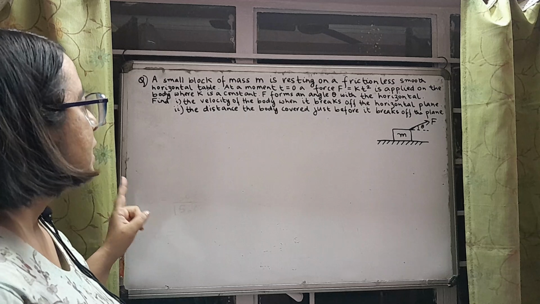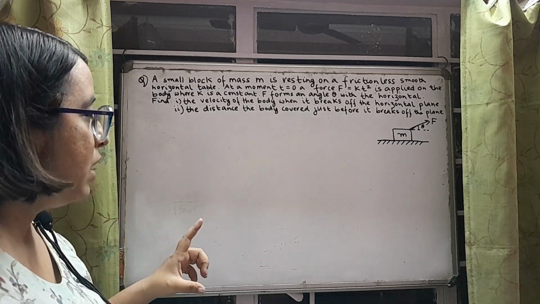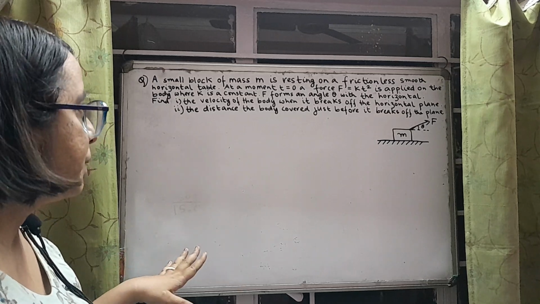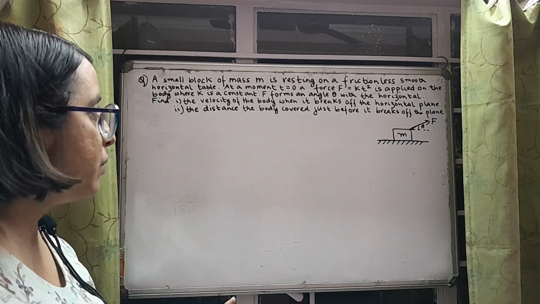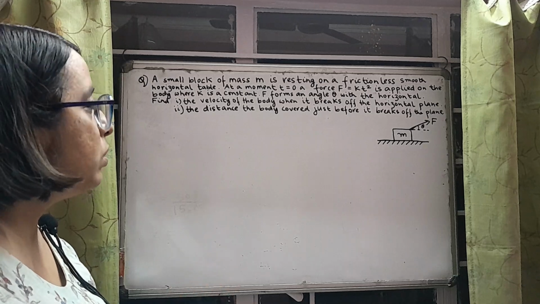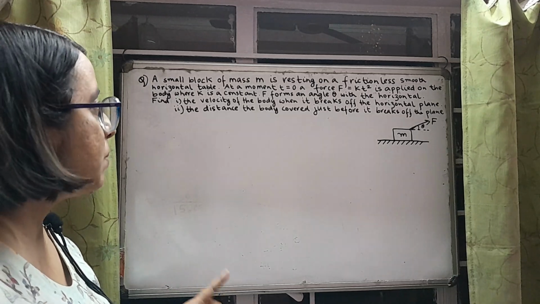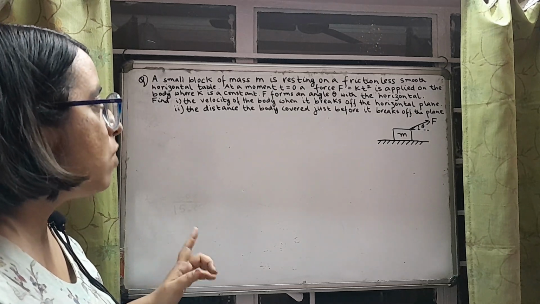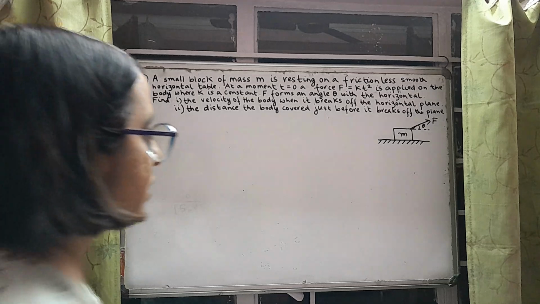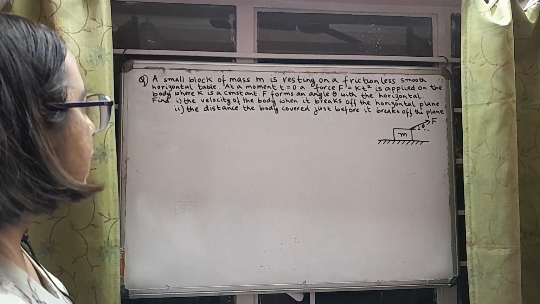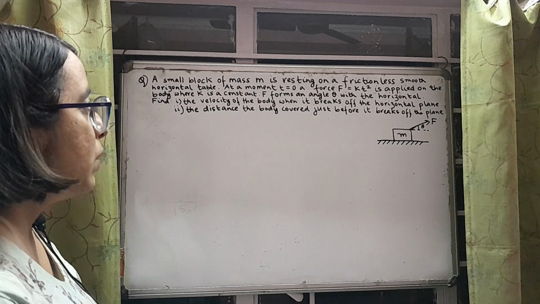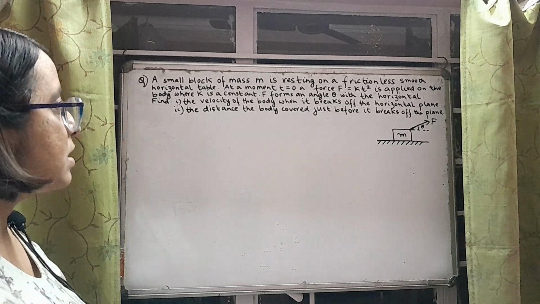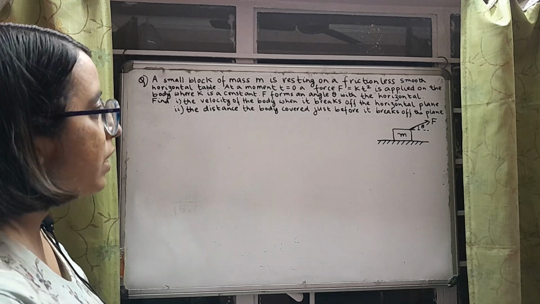It has been said that a small block of mass m is resting on a frictionless, smooth, horizontal table. At a moment t equal to 0, a force F equal to kt squared is applied on the body, where k is a constant. F forms an angle theta with the horizontal. Find the velocity of the body when it breaks off the horizontal plane and the distance the body covered just before it breaks off the plane.